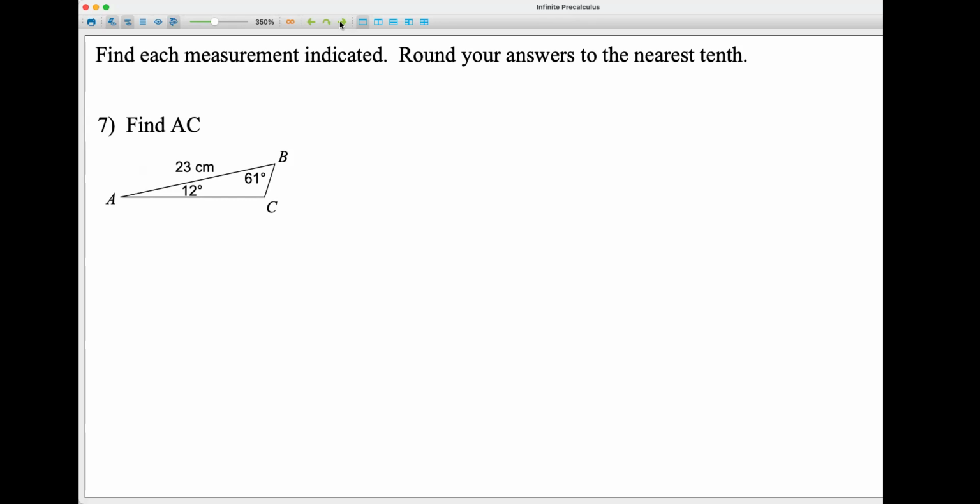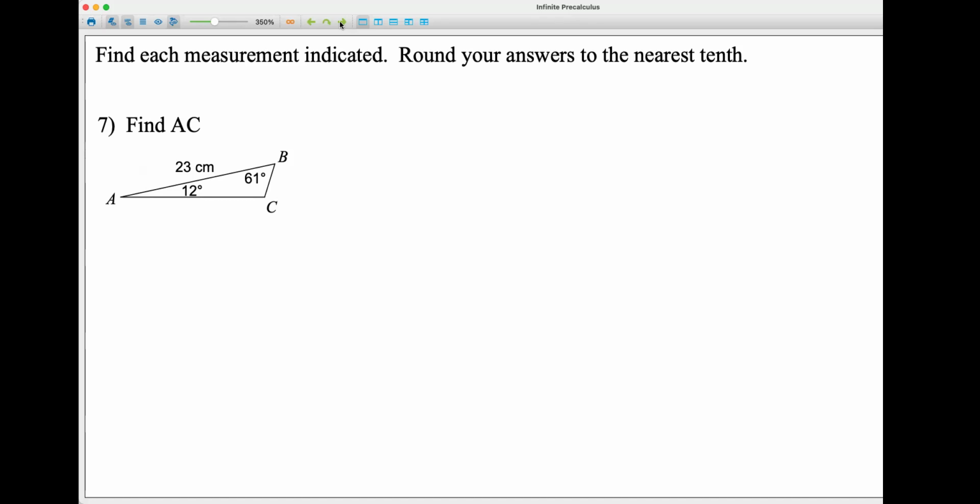In order to do law of sines, you must have a side and the opposite angle. Hey, we don't have that. But we can get it, right? So we have the 23, so we need angle C, and angle C would be 12 plus 61 minus 180, and that gives us 107. So C is 107.